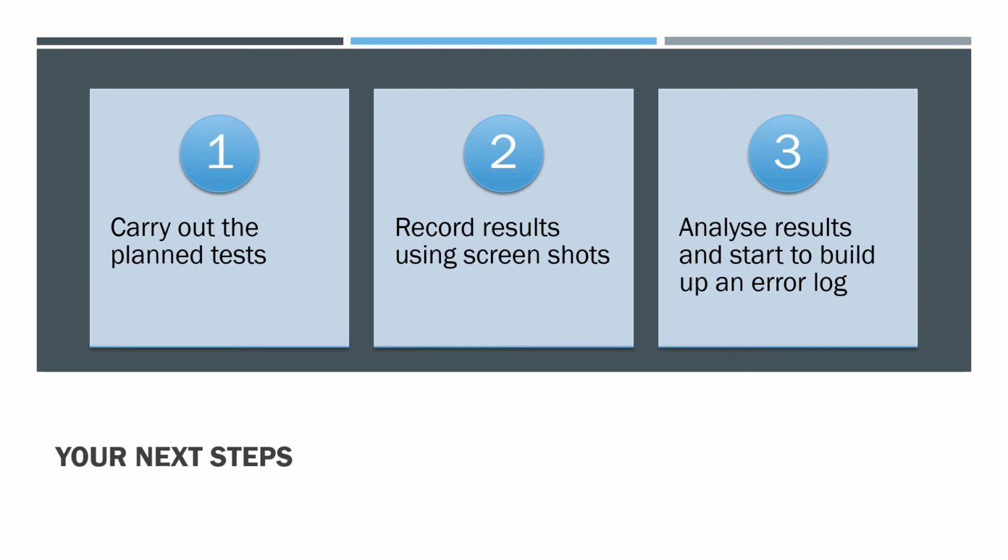So this is the last slide in this presentation. Just to sum up, you've got to make a plan, a test plan, carry out all the tests and record the results, have a few screenshots. You don't have to have lots of repetitive screenshots, but just the main things that happen, you should have shots of them. And then finally analyze results and start to build up an error log, because that will form the foundation of what you do when you move on to prototype 2.